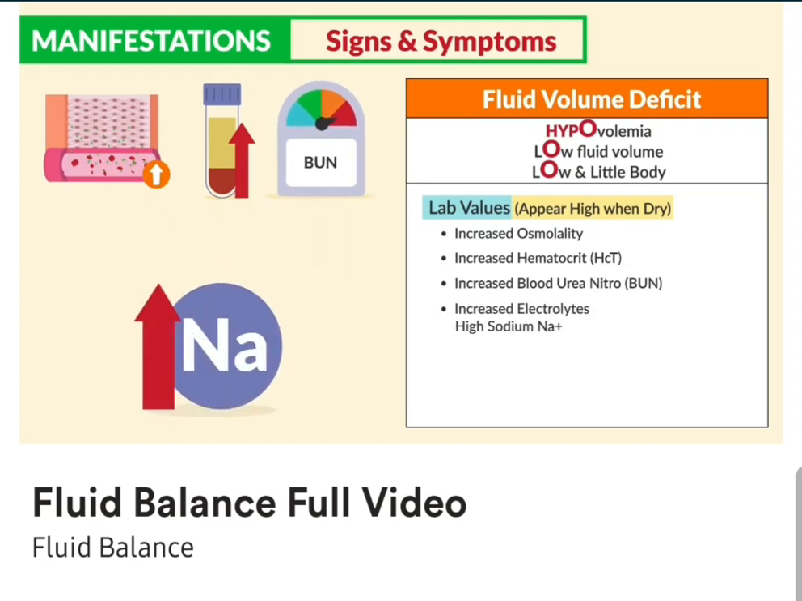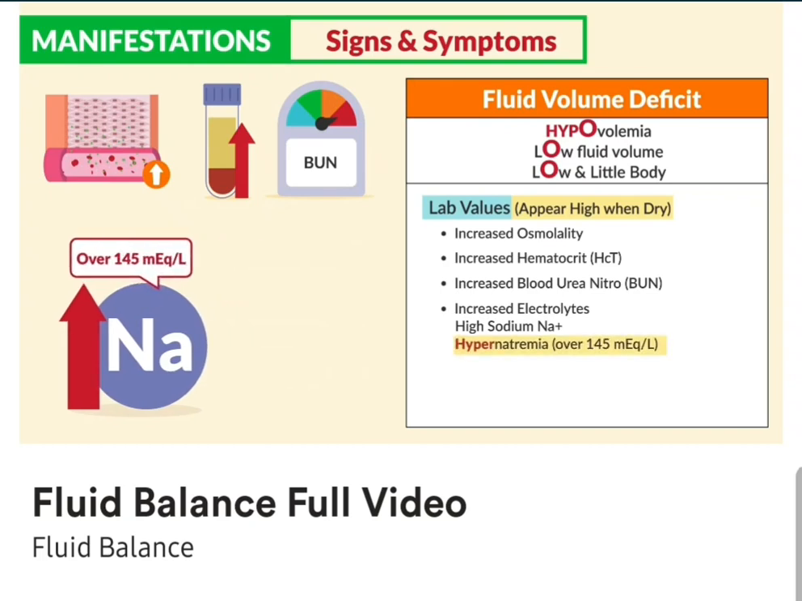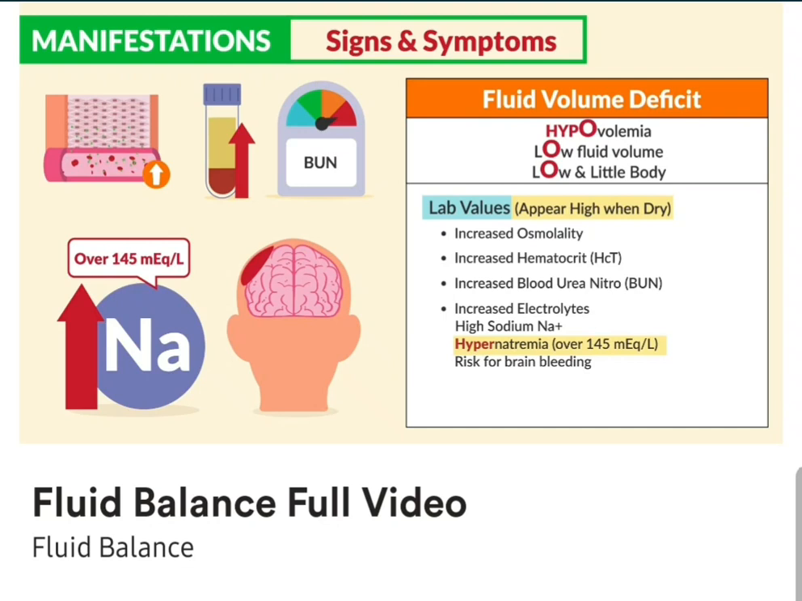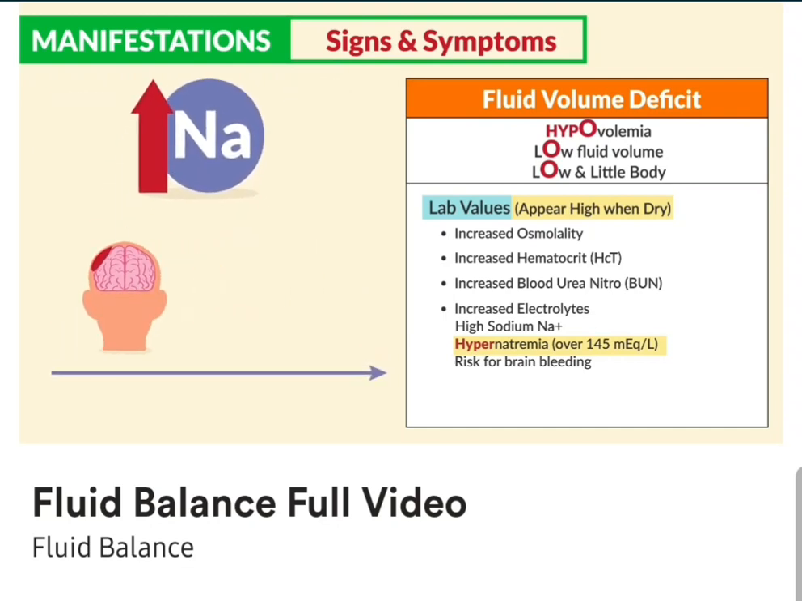Once again, namely high sodium, hypernatremia over 145. We have a huge risk for brain bleeding, as hypernatremia can cause severe brain shrinkage here, resulting in vascular rupture and intracranial bleeding. Or in other words, the brain will be bleeding.